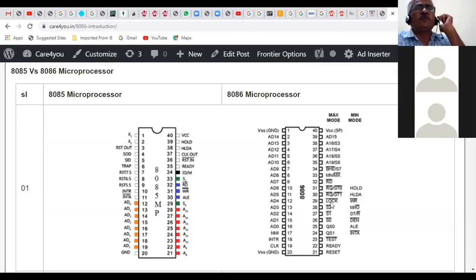Then coming down, these are the pins for minimum and maximum mode. In the minimum mode, you can see that these pins were also in the 8085. These are INTA, interrupt acknowledge. This is ALE, address latch enable.